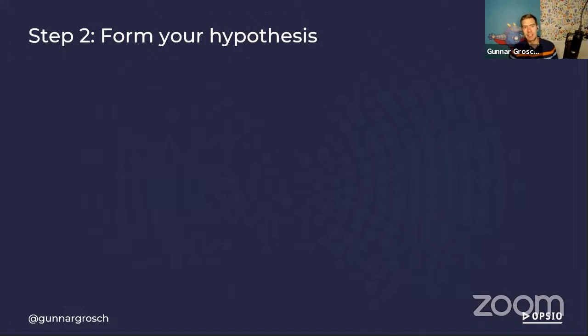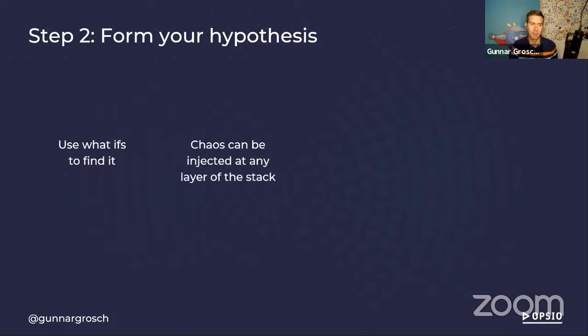So with our steady state in place, we need to form what's called a hypothesis. And to find and build our hypothesis, we use what ifs. So we ask questions. What if the primary database goes down? What if there is latency in the system? What if my function throws an error code? And by asking these questions, we try to form a hypothesis around that.